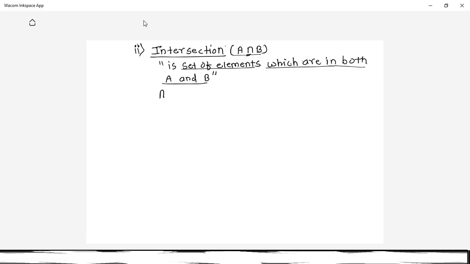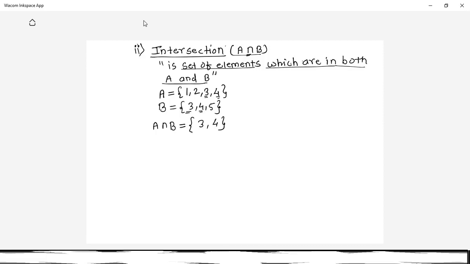For example, if I have set A with the elements 1, 2, 3, 4 and set B contains elements 3, 4, 5, then my A intersection B contains elements which are in both A and B, meaning common elements between sets A and B. So 3 and 4 are the common elements, and hence A intersection B contains elements 3, 4.